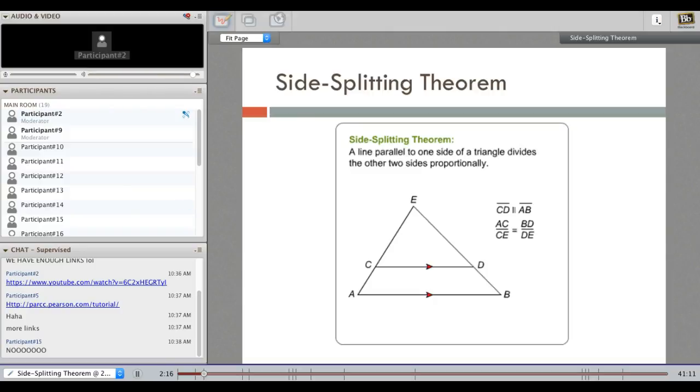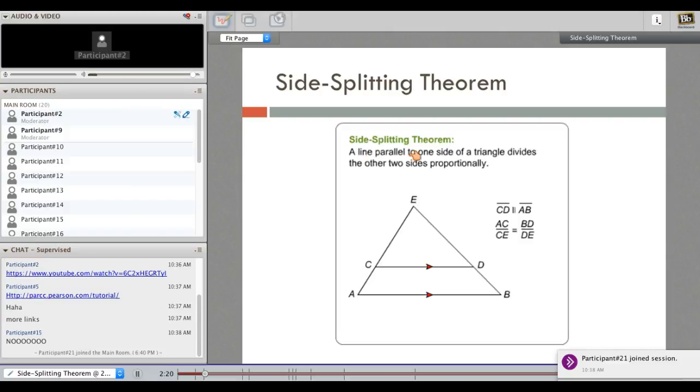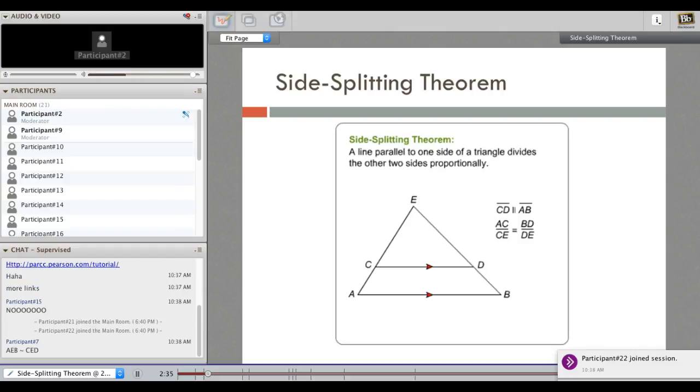All right, so here it is, the side-splitting theorem. It says a line parallel to one side of a triangle divides the other two sides proportionally. So what does that mean? Well, let's take a look at the picture first. So you have two triangles. Can you guys tell me the two triangles that you see here?